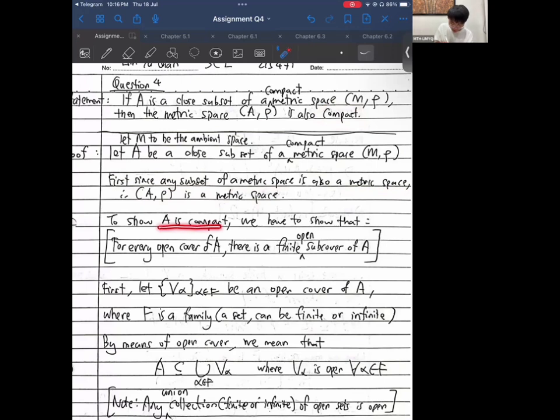To show A is compact, we have to show by definition this statement: for every open cover of A, which is a union of open sets, as I will show later, there exists a finite open subcover of A. So what's the meaning?